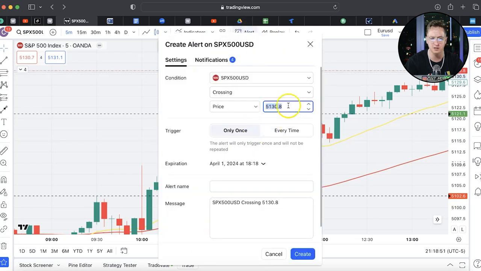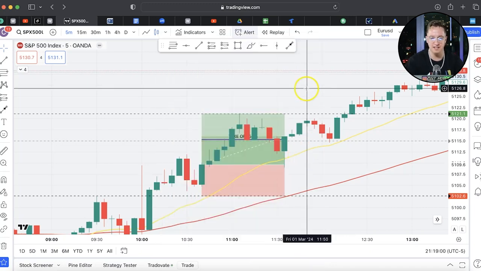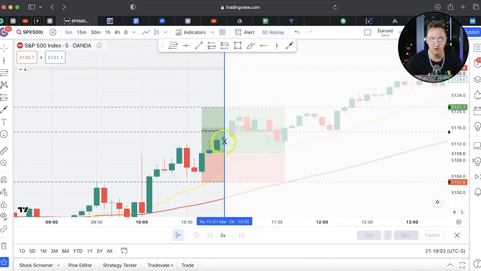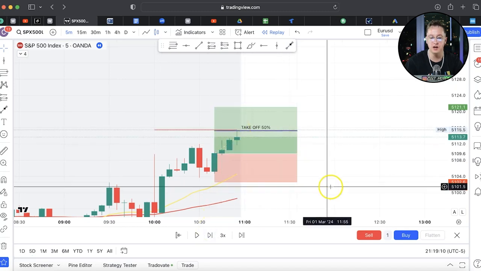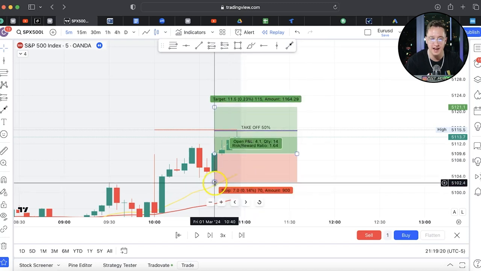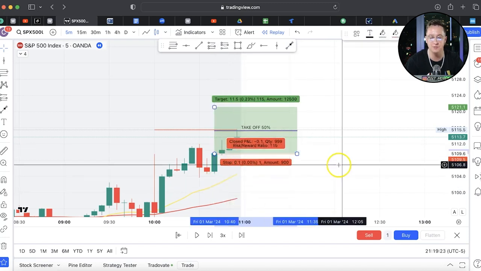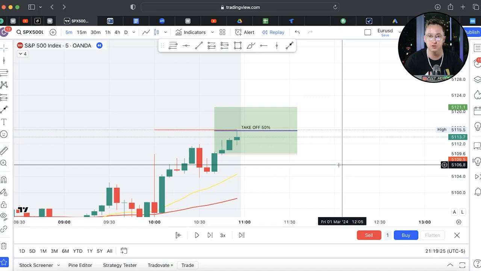I'm going to make another alert, 5115, and I'm going to put the alert take off 50%, meaning that when price goes and hits this 50% level right there, I'm going to go to MetaTrader 4 if you're trading forex, or I'm going to go to futures and I'm simply going to take off 50% of my position, and I'm going to trail my stop loss to my entry. Therefore, I'm closing with profit on this trade, one, but two, this trade is now risk free.